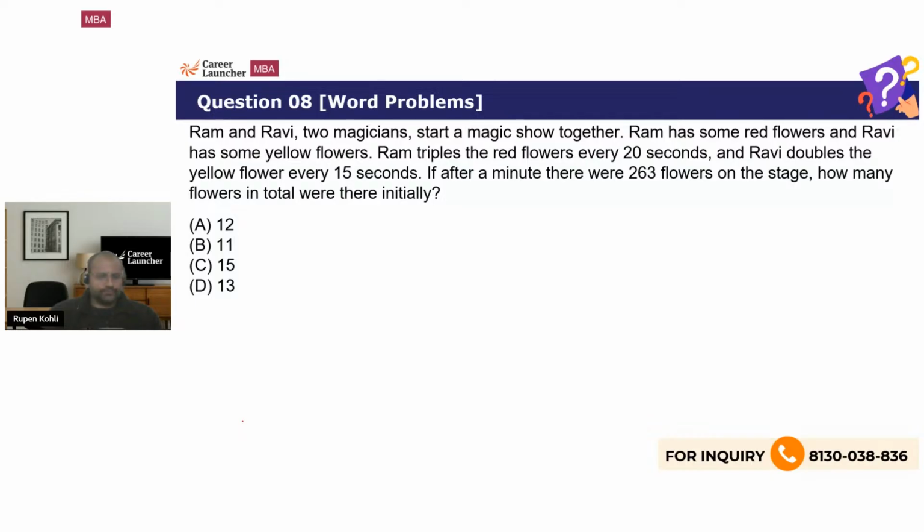Here we go. Something interesting. Let's see. Ram and Ravi, two magicians, start a magic show together. Ram has some red flowers, Ravi has some yellow flowers. Ram triples the red flowers every 20 seconds and Ravi doubles the yellow flowers every 15 seconds. If after a minute there were 263 flowers on the stage, how many flowers in total were there initially? Interesting.